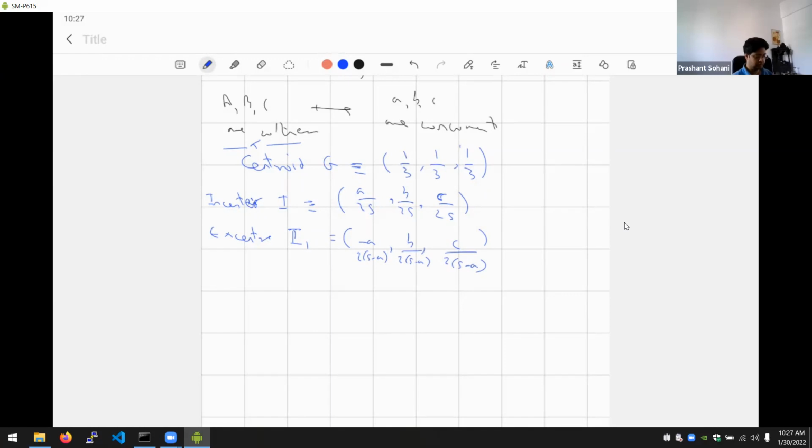Okay, now we can find a few more points. Let's just do one more point, the circumcenter. Is this calculation correct? The excenter, I hope I have divided with the correct ratio. Seems correct to me at least.